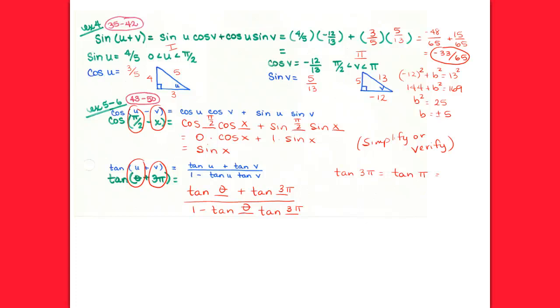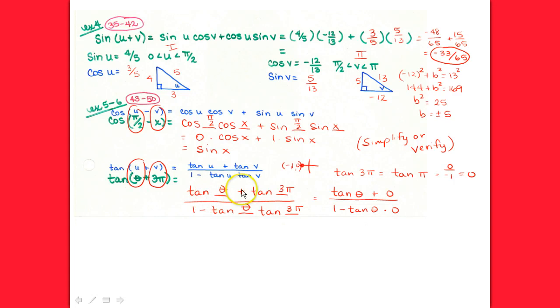So if I'm trying to figure out the tangent at pi, here's pi over here. Remember the ordered pair is (-1, 0). Tangent is y over x. So if I put my y value 0 over my x value -1, 0 over -1 will give me 0. So everywhere I have tangent 3 pi in this problem, I'm going to replace the whole thing with 0. I'm not going to replace 3 pi with 0. I'm going to replace tangent 3 pi, the whole thing, with what it's equal to, which is 0.